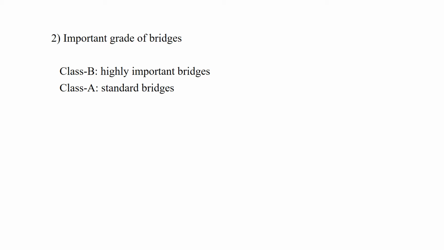2. Important grade of bridges. Bridges are classified into two groups due to their social and economic importance. Class B is highly important bridges on such as highways and national roads. Class A is the standard bridges on such as local and rural roads.